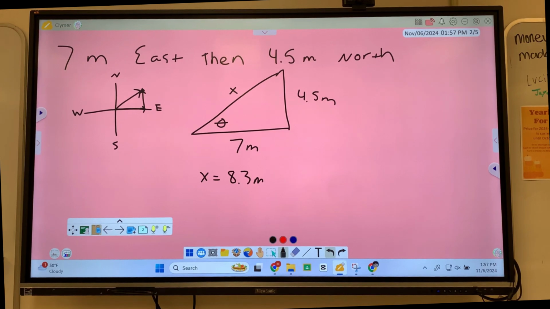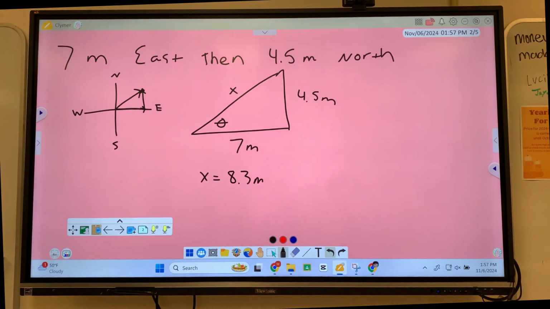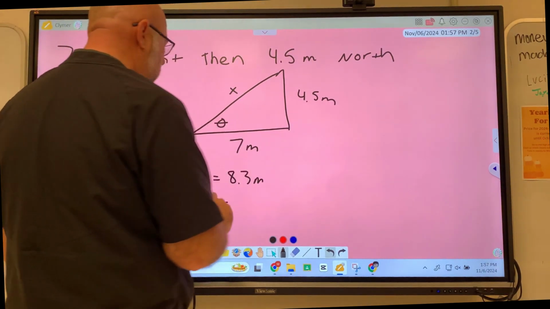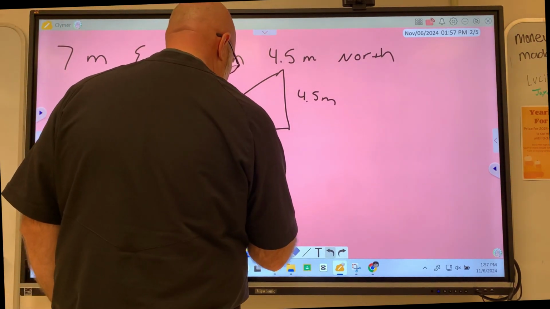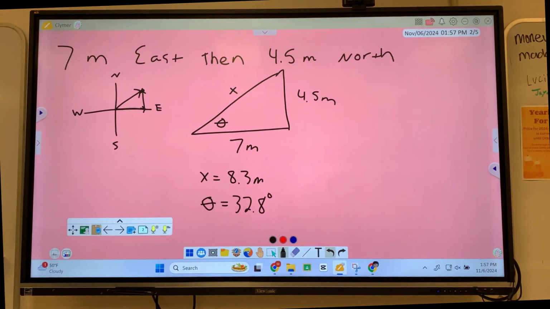Quickly, because we're doing right triangles here, and I know we're doing a lot of math, remember, the hypotenuse has to be the biggest number in a triangle. So if you're solving these and you get a number for x and that number is 5.2, could 5.2 possibly be the right number? No. It's got to be the biggest number. So 8.3 meters looks realistic. What about theta? What do we get for our angle? 32.8 degrees.